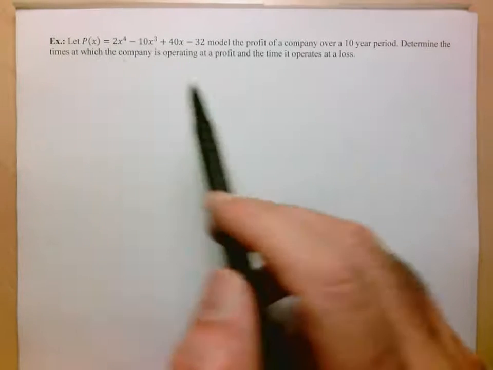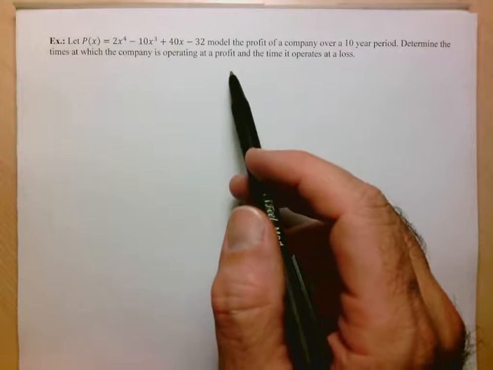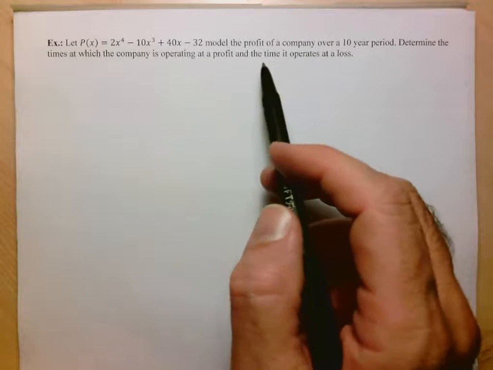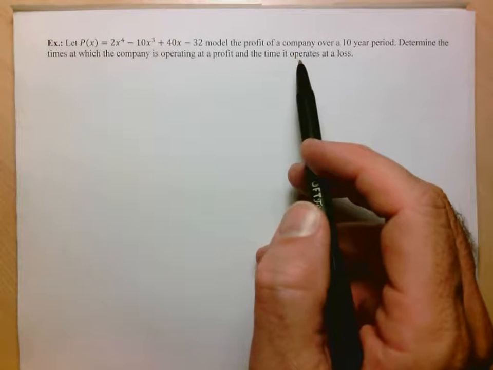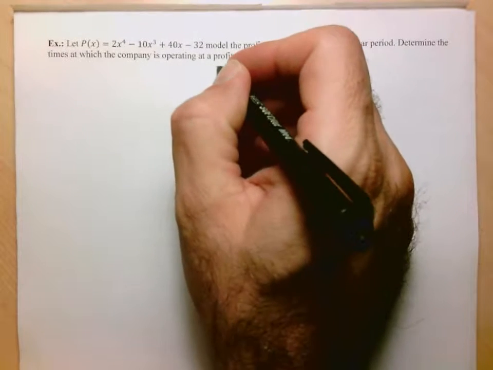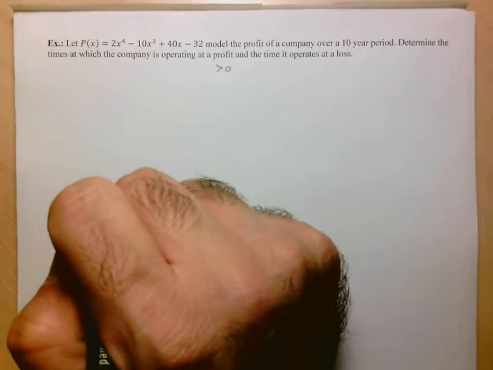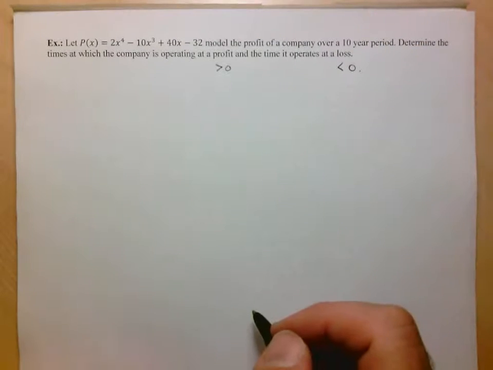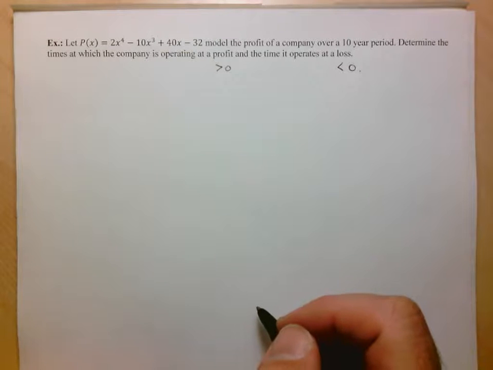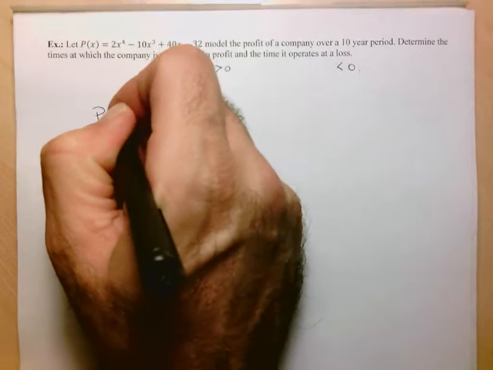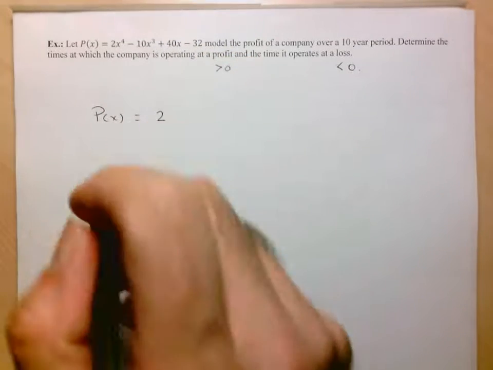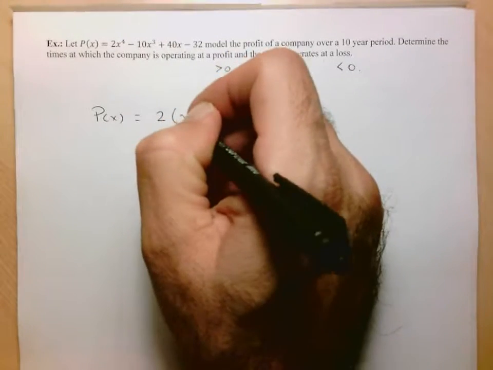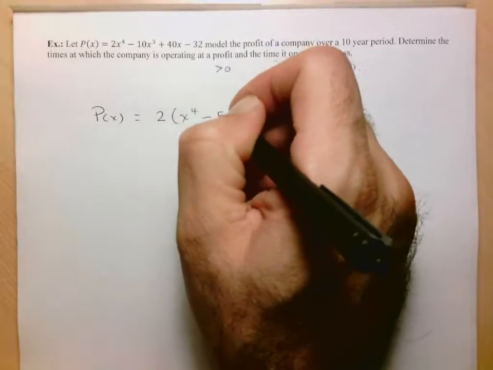It says that P(x) models the profit of a company over a 10-year period, and it asks to determine the times at which the company is operating at a profit and the times it operates at a loss. In other words, what we're looking for is when P is greater than 0, operating at a profit, and when the profit is less than 0, operating at a loss, meaning they're actually losing money. So let's write P(x) here. Right off the bat, I notice that I've got a common factor, so to help myself out, I'm going to start by factoring out the common factor.